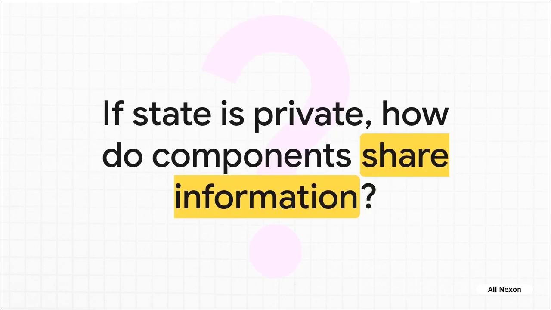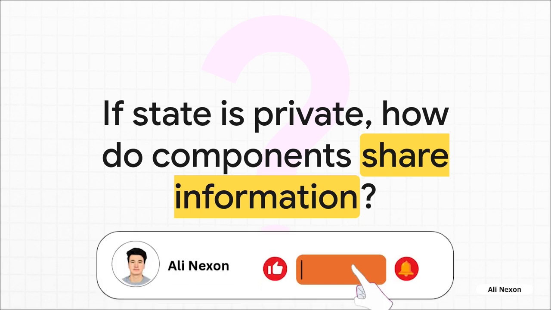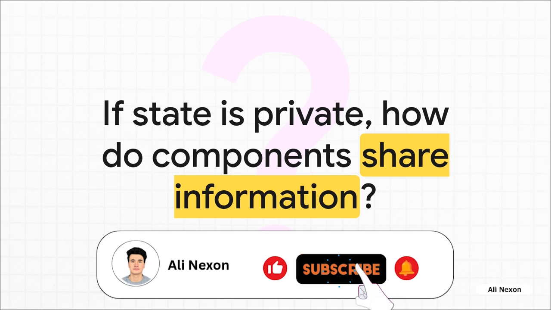And that leaves us with a really interesting puzzle, doesn't it? We've just established that state is locked away inside each component. But real-world apps aren't just one component. They're made of tons of components that all need to talk to each other. So if their memory is private, how do they share information? And figuring that out, well, that's the next step in building some truly powerful React apps.